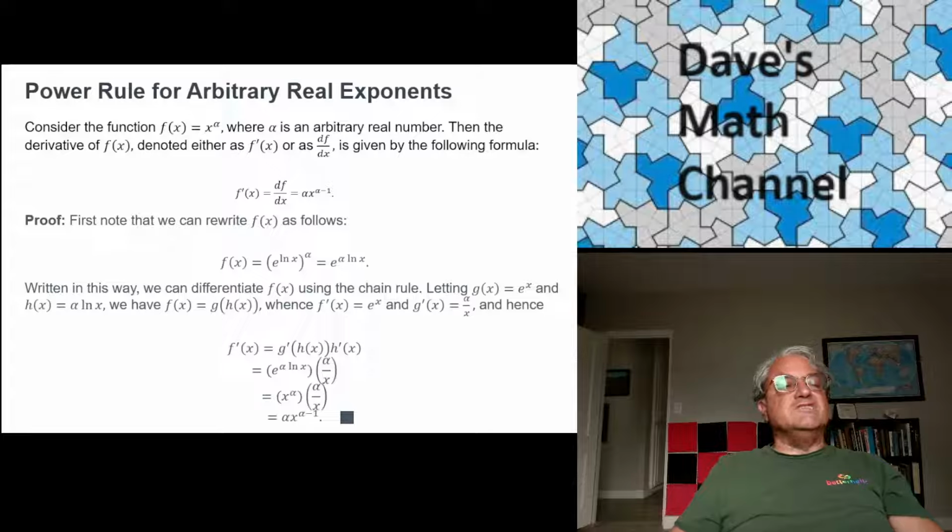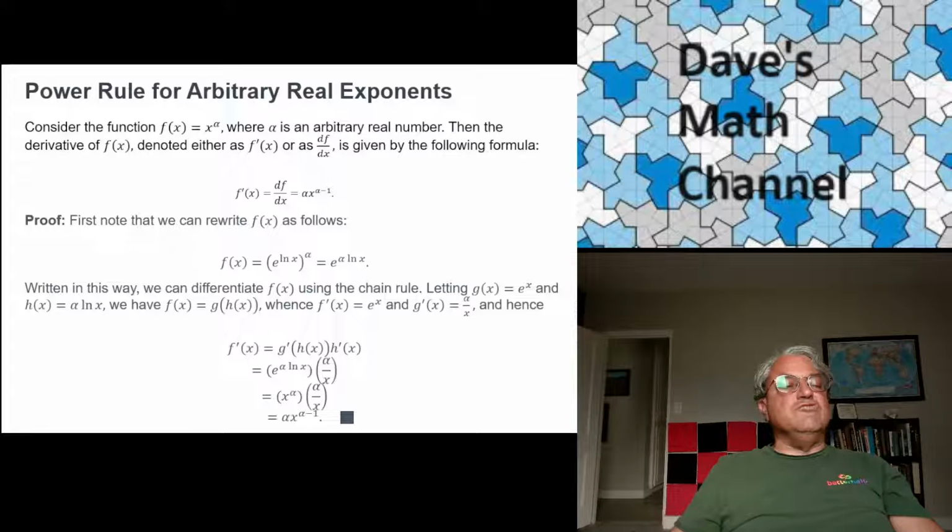f of x is x to the alpha, but we can also write it as e to the alpha log x. And now we can apply the chain rule. So we can write f of x as g of h of x, where g of x is now e to the x, and h of x is alpha log x.